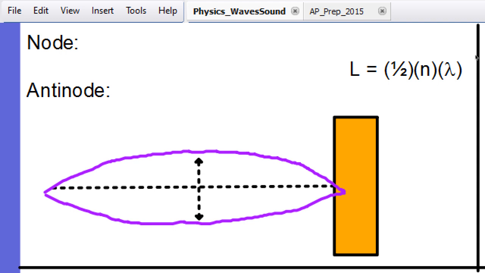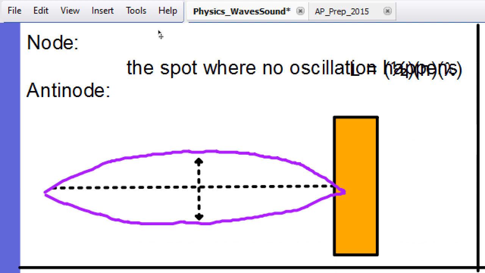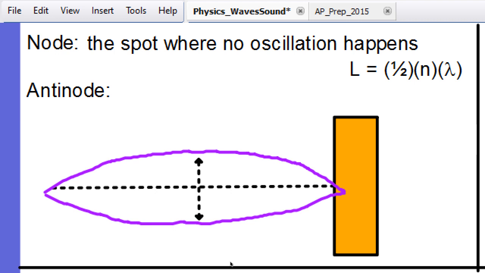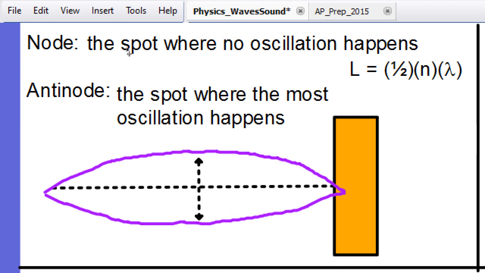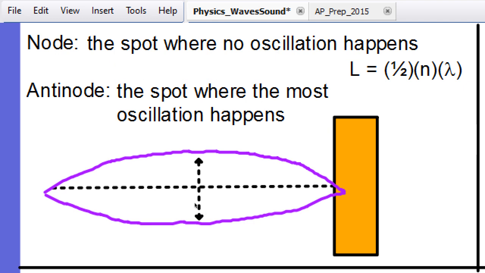So a standing wave is where you've got spots called nodes and spots called antinodes. So you no longer see a wave moving. You see some spots that just don't move, called nodes, where you have absolutely no oscillation. And you have spots where there's lots of oscillation, called antinodes.